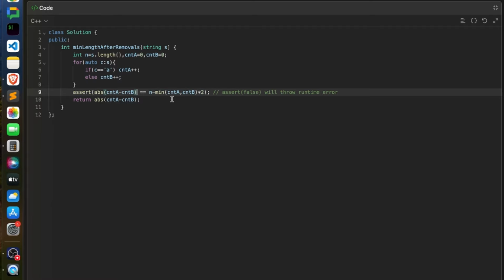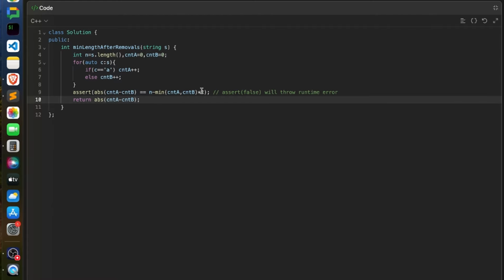Just to show you that these two are essentially the same, I have added an assert here. So assert this value must be equal to this. If these two values aren't equal, it would give you a runtime error, because if these two values are unequal, this result would be false, right, because this is the equal operator. So this will return false, and assert false will always throw a runtime error, right? But it won't throw a runtime error because we know that these two values are going to be the same. And at the end, return count A minus count B.